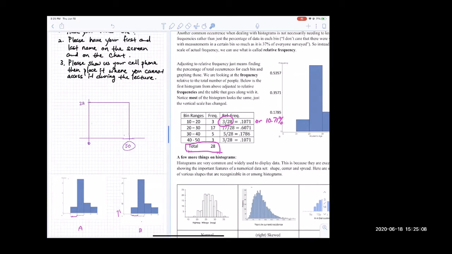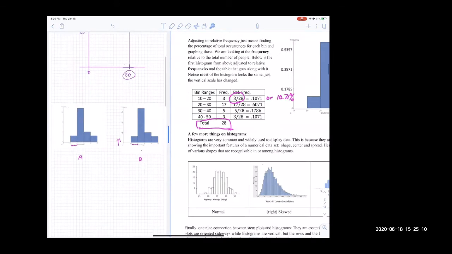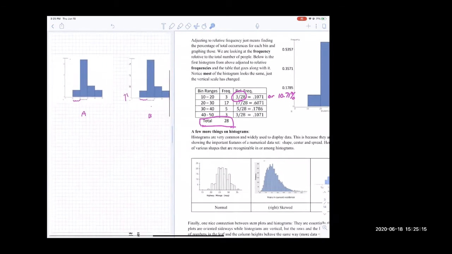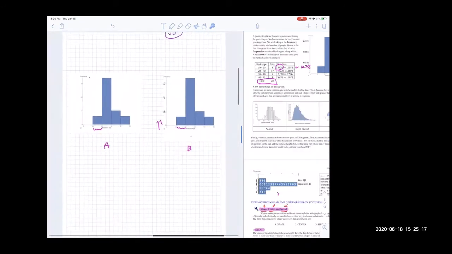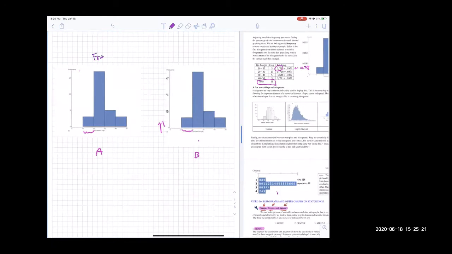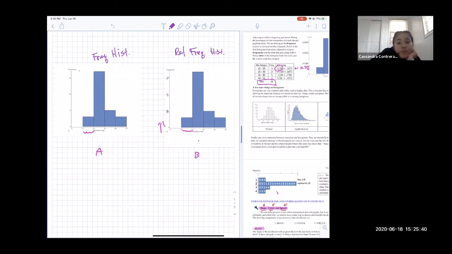Get the idea? Okay. Now, if I put this side by side, this is actually a side by side graph of your frequency histogram, and this is your relative frequency histogram, right? Do you see a difference? Cassandra, do you see a difference? No. No, it looks exactly the same.